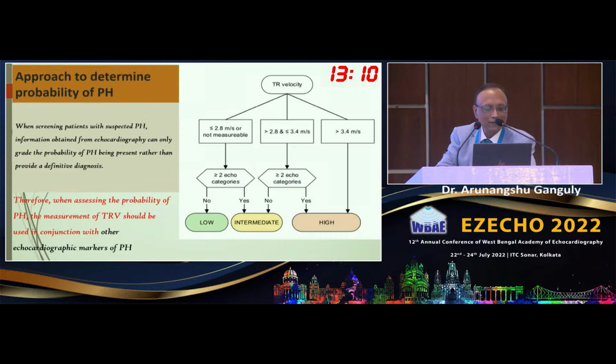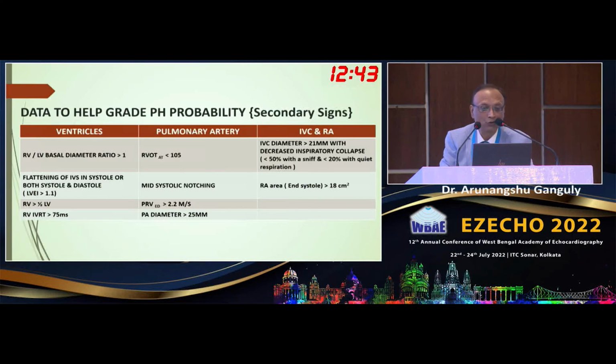Therefore, when assessing probability of pulmonary hypertension, measurement of TRV should be used in conjunction with others. Often we call them secondary signs. So this is the TR velocity. We know that when it is less than 2.8 or unmeasurable, you have only two groups: one is low and intermediate. When it is more than 3.4, well, then the secondary signs do not matter much.